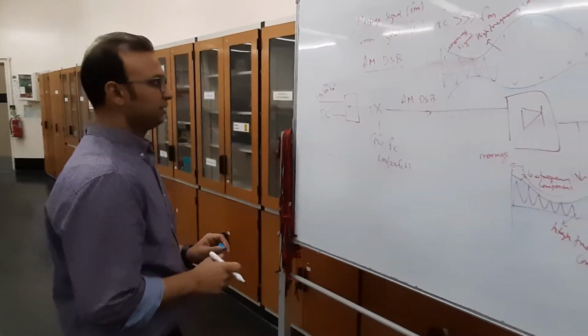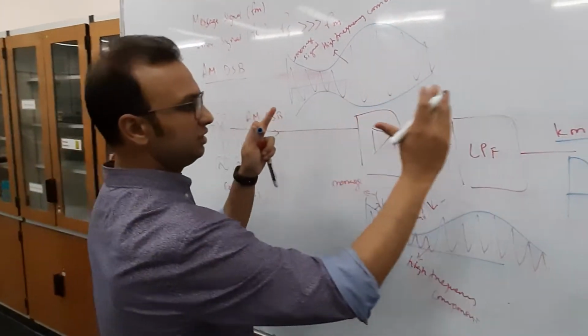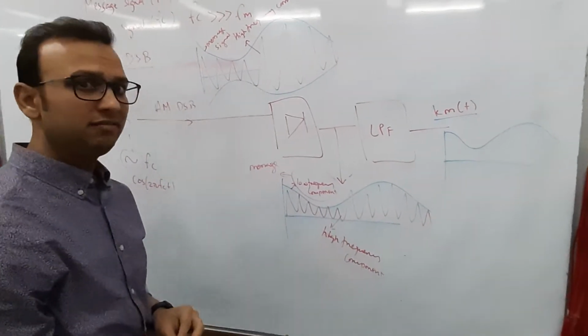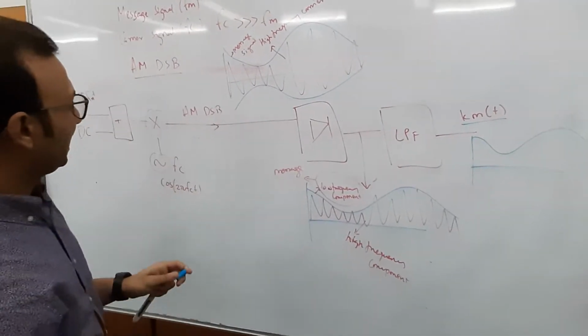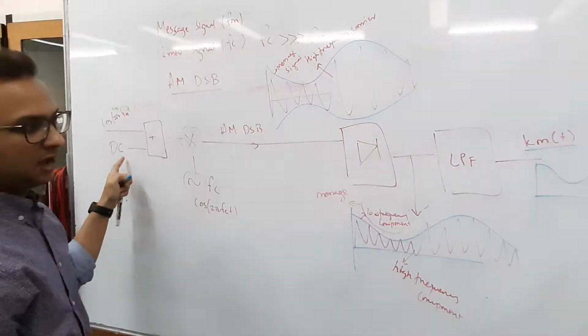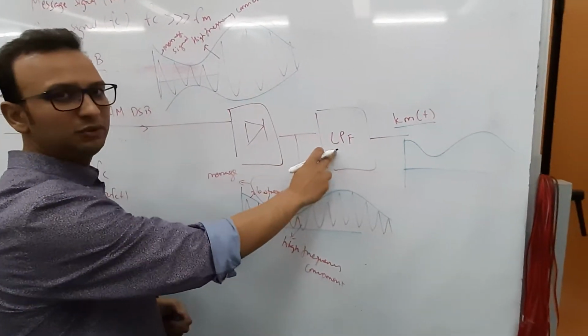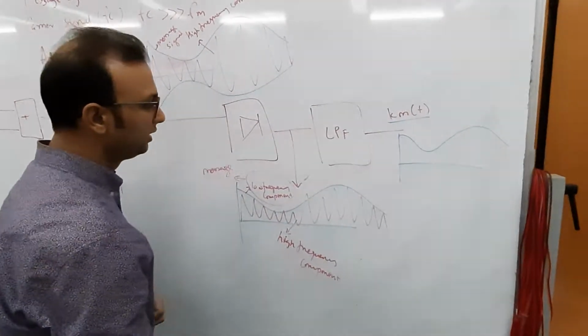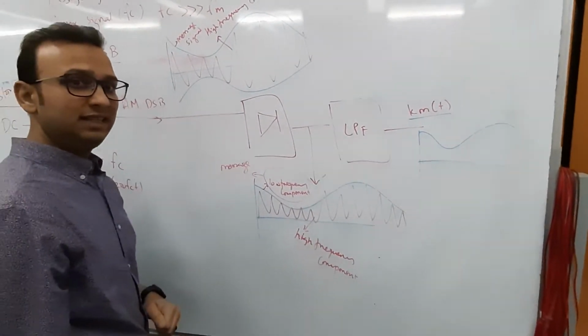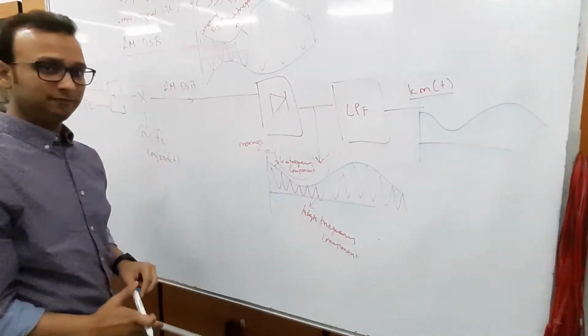Now, having understood the modulation and the demodulation and appreciating the fact that just by adding a DC, I can do the demodulation with a diode and a low pass filter, which can be an R and C. Now we need to understand the importance of the DC.